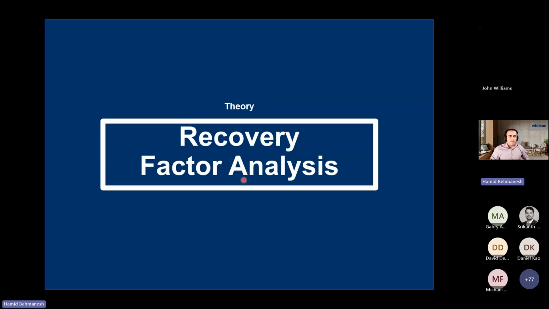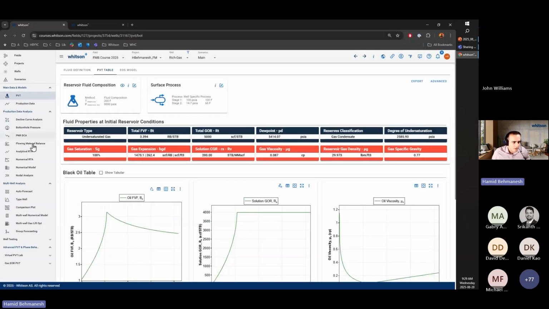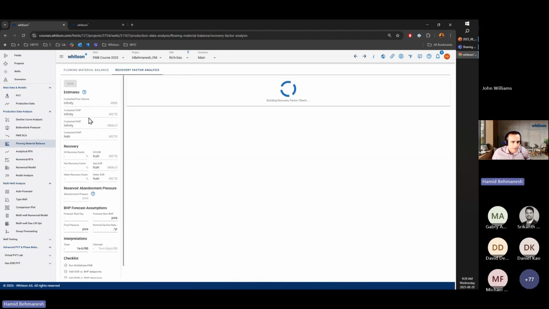So let's talk about the complementary part of this FMB, which is recovery factor analysis. If you want some idea about which part of the software we are talking about, recovery factor analysis is basically in the recovery factor. This is this part of the reservoir, right? So this part of the software is where we're going to talk about the recovery factor.